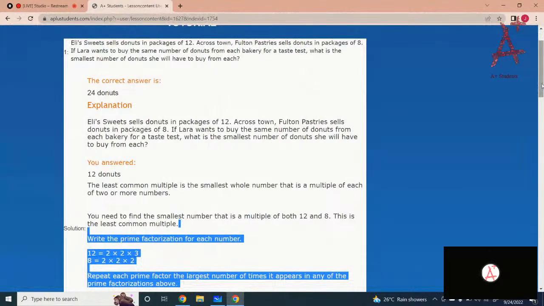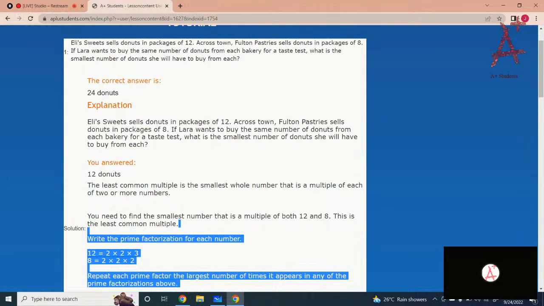Got it? Okay, the question is, Alice Sweet sells donuts in packages of 12. Across town, Fulton Pastries sells donuts in packages of 18. If Lara wants to buy the same number of donuts from each bakery for a taste test, what is the smallest number of donuts she will have to buy from each? So here you have smallest number. That means you have to find the least common multiple. Got it? The least common multiple of 12 and 18.